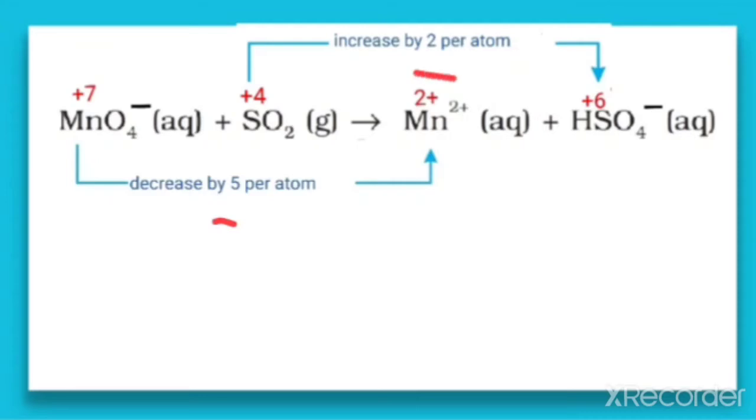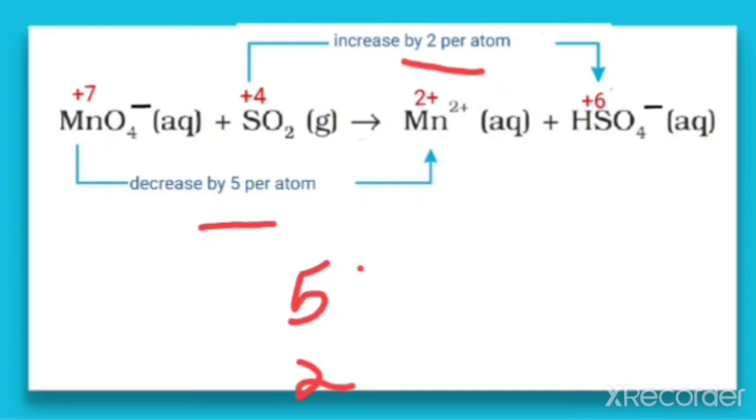that is per atom. Now the fourth step: equalizing the decrease and increase by multiplying with a suitable number. That is important here. Here there is a decrease by 5, here there is an increase by 5. That means one number is 5, the other number is 2. How can we equalize this number? We have to multiply with a suitable number so that we can equalize the increase and decrease.